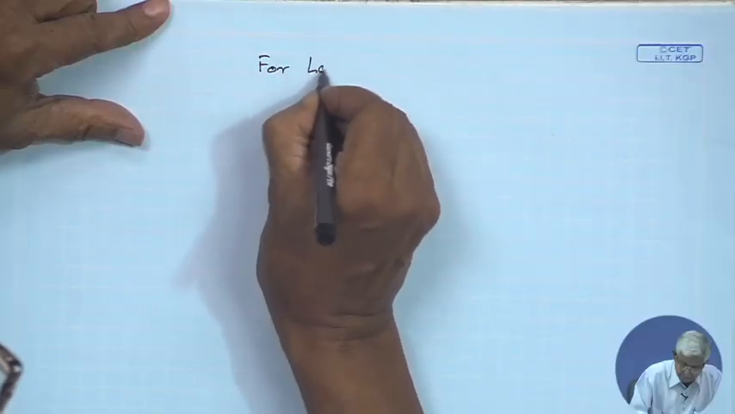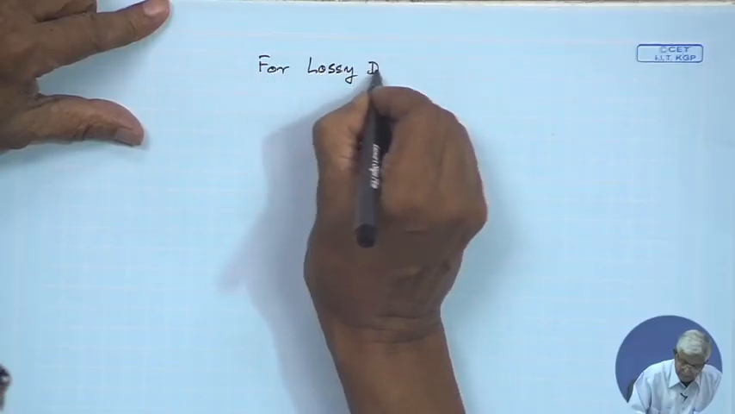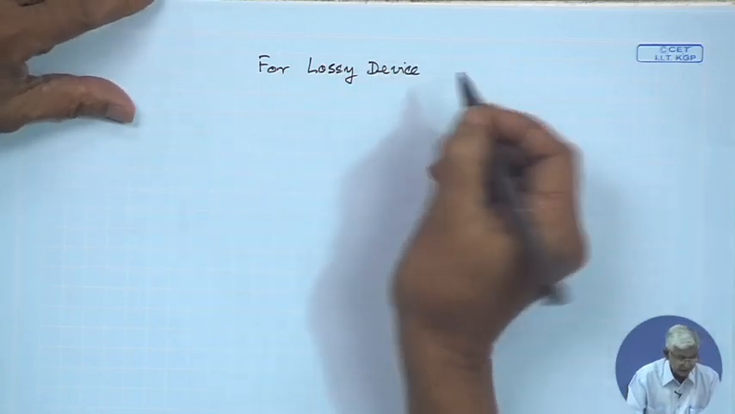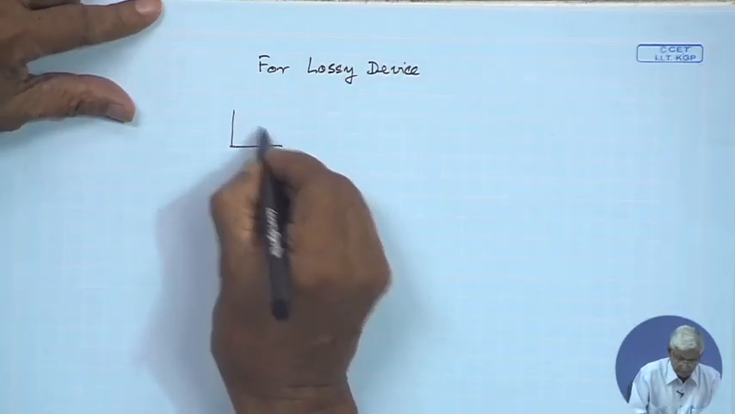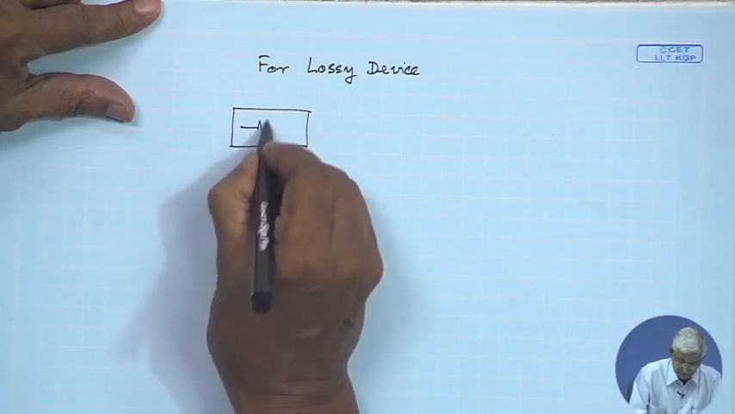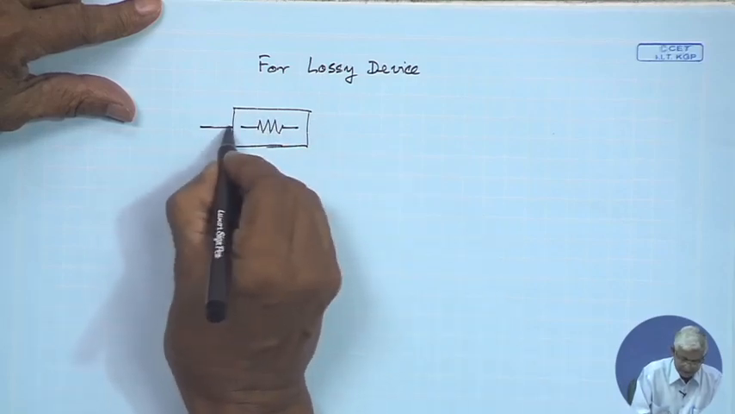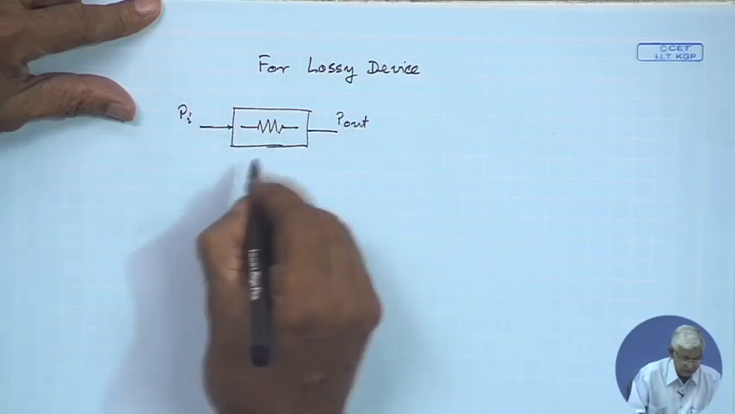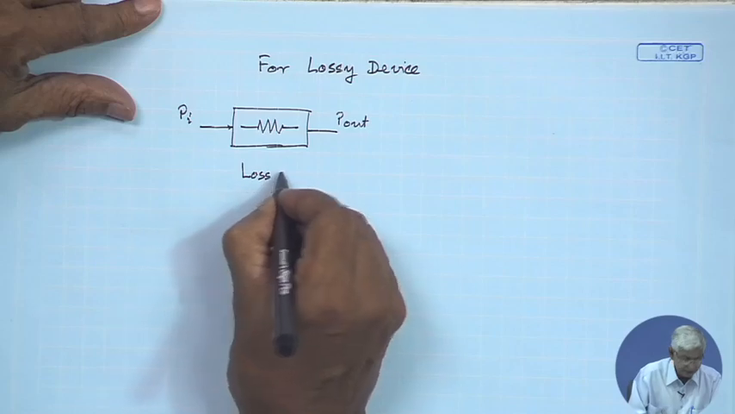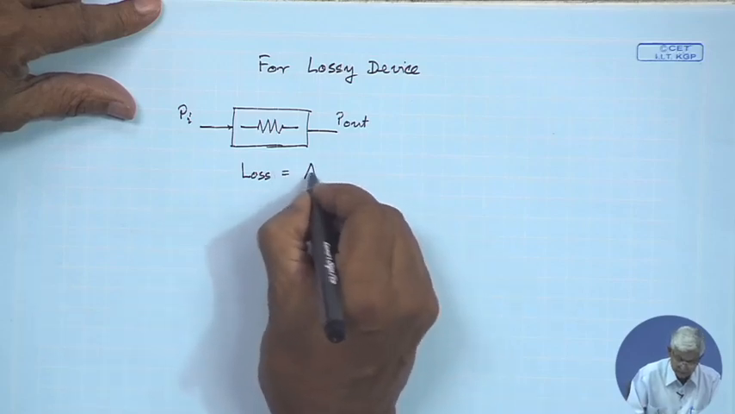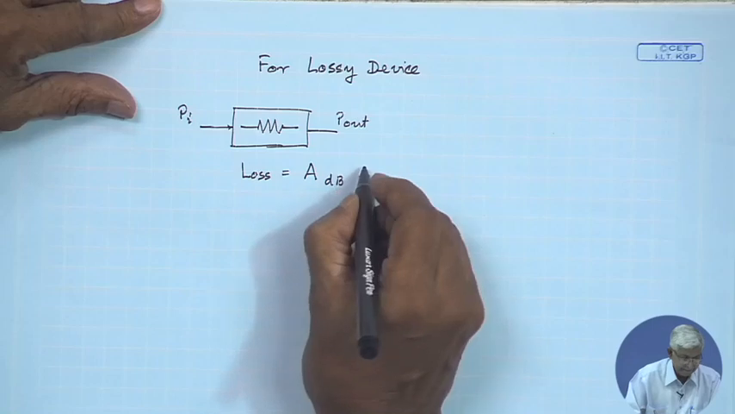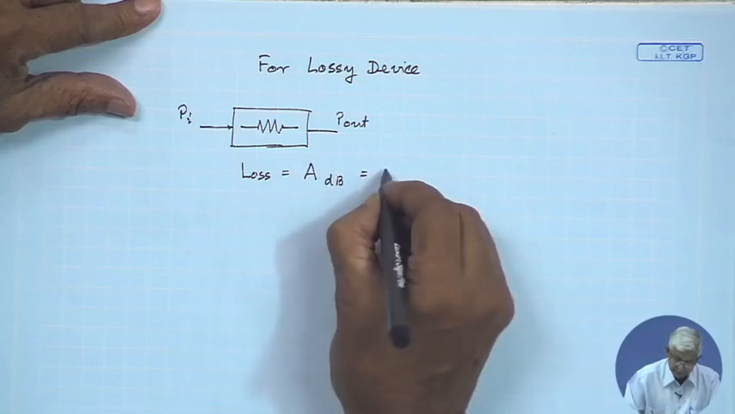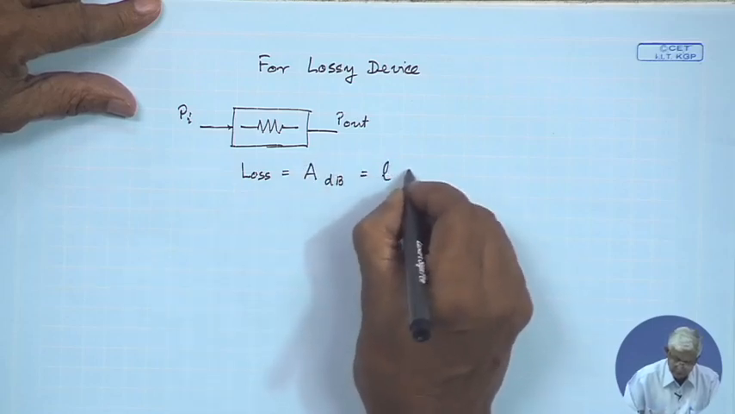Now, let us see how we represent the same thing for a lossy device or network. Normally we denote it by a resistance, and there is a power which is coming in and a power which is going out. So, loss, or many times we say attenuation, is denoted by A, in dB, and the same thing when I write in ratio, is called small l, which is a ratio.